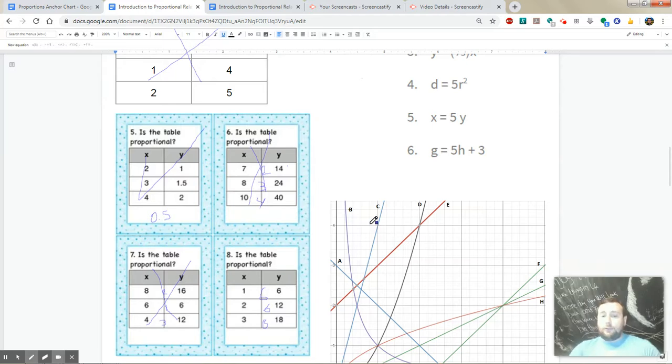All right, in the next video, we're going to talk about if equations are proportional, or how to recognize if graphs are proportional as well.